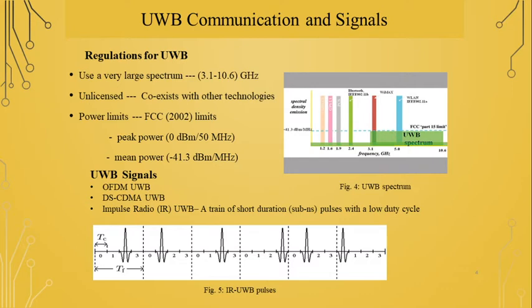This is the UWB architecture with respect to the other frequency signals. UWB is very flat and covers a very large spectrum of operation. UWB signals consist of spikes, or data is present as a train of short duration nanosecond pulses with a low duty cycle. There are two types of UWB signals: OFDM UWB and DS-CDMA UWB.